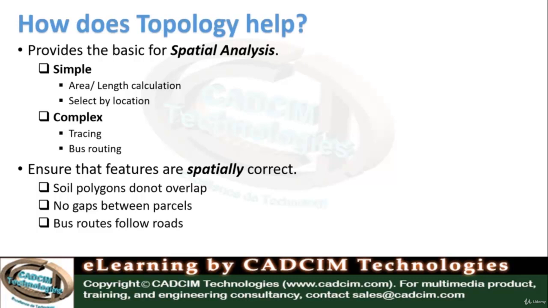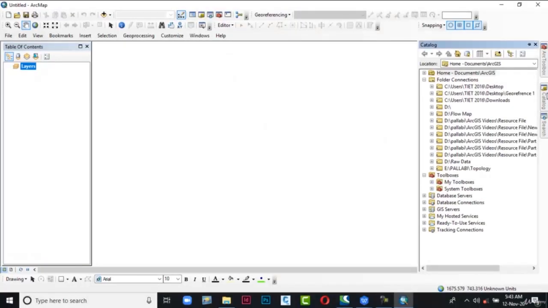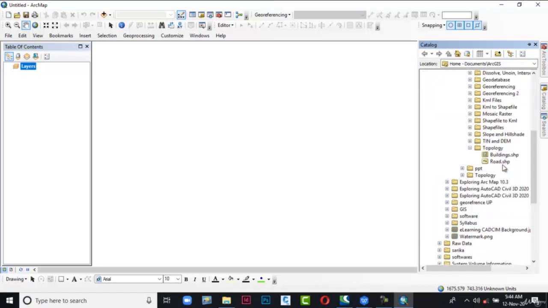spatially correct. So now we'll learn how to build a topology. For that, first of all, open ArcMap and then open ArcCatalog by clicking on it. In this, browse to the location where the file has been saved. So these are the two shapefiles you will be adding.